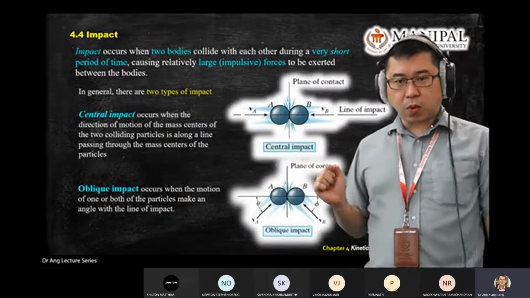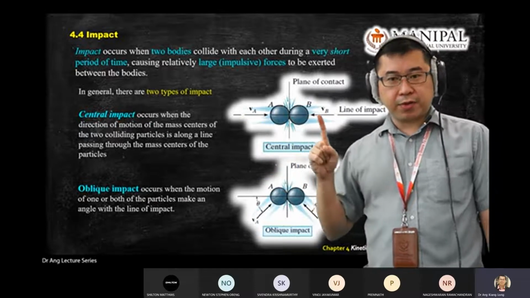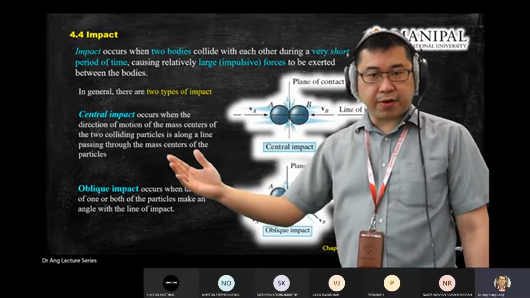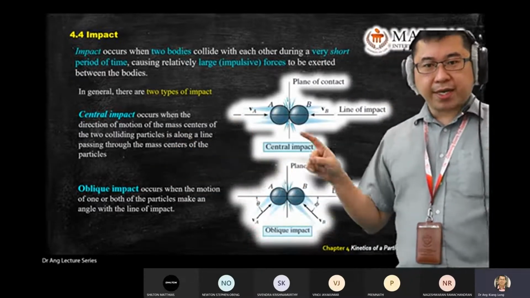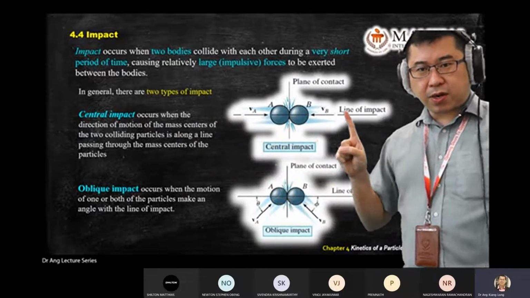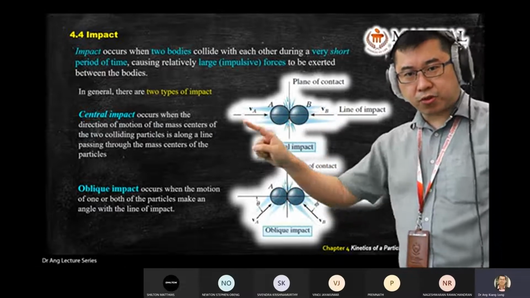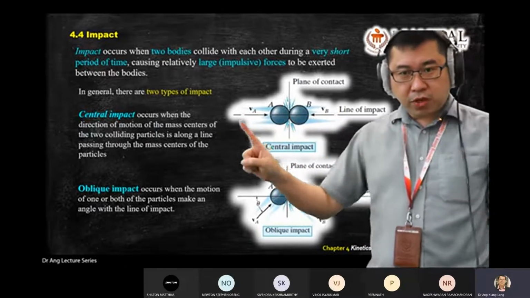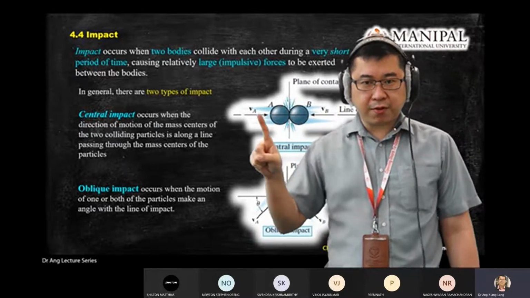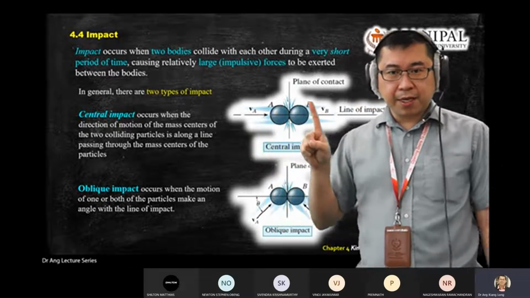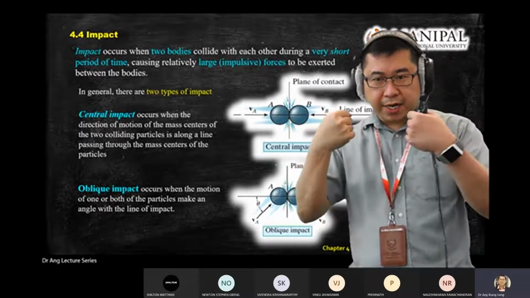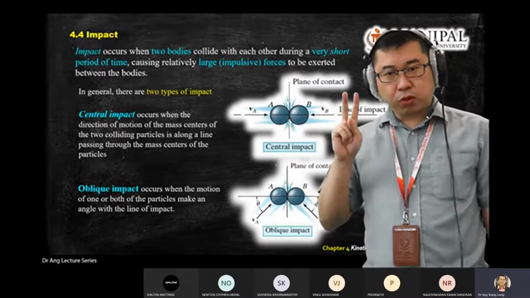As you can see in your tutorial handouts, you'll be seeing two diagrams. So what do we mean by central impact? The rest you can read on the slides. Central impact is that the two objects here, A and B, meet along a horizontal straight line. So when two objects meet, object A and object B both come with velocity, VA meaning velocity of A, and B comes with velocity of B.